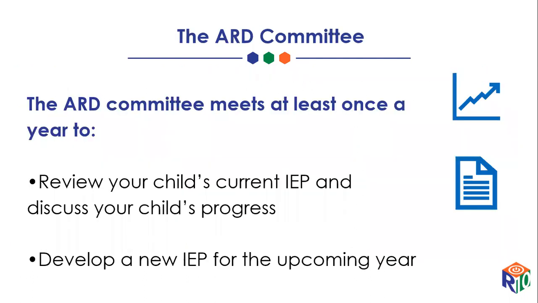The ARD committee meets at least once a year to review your child's current IEP and discuss your child's progress, and develop a new IEP for the upcoming year. As a parent or guardian, you bring important information to the ARD meeting. You know your child's strengths and weaknesses and all the little differences that make your child unique. Your knowledge can help the ARD committee develop an IEP that will work best for your child.